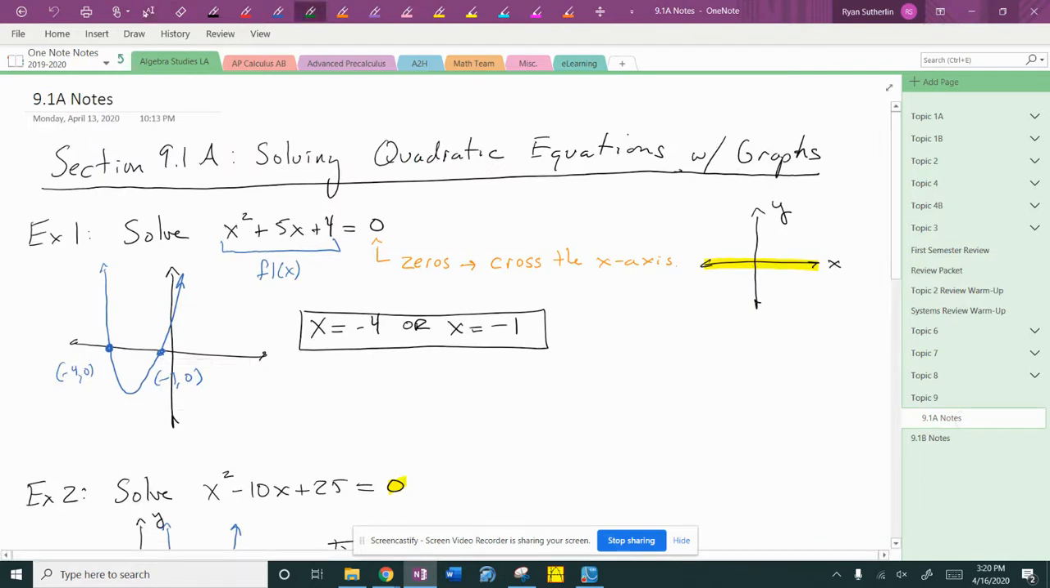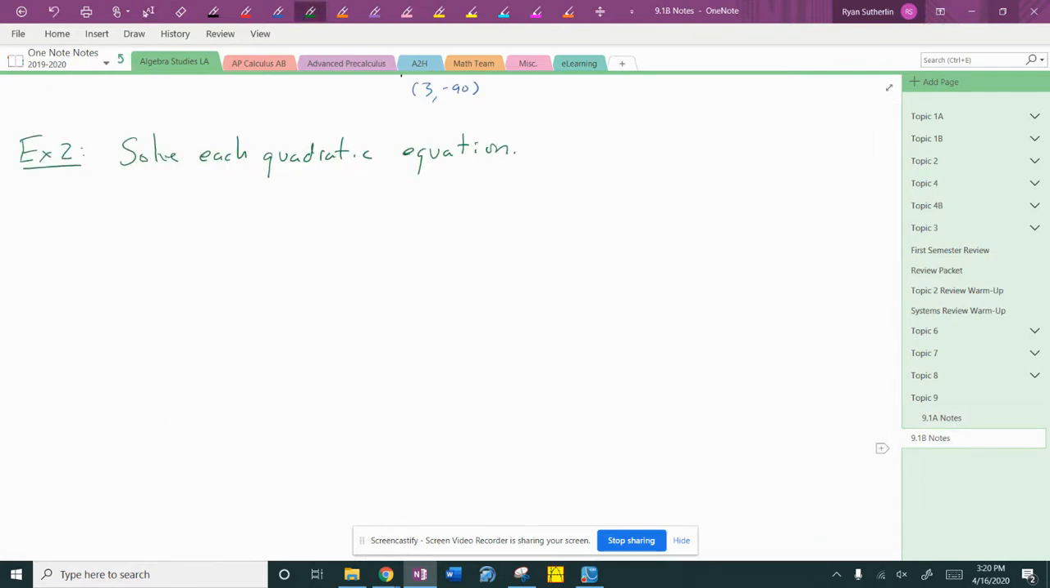right? We solved these equations by graphing, but here's the twist I'm going to put on it. Here's the first equation I want you to solve. x squared minus 3x equals 5. Now, I'm going to flip back to yesterday's notes.